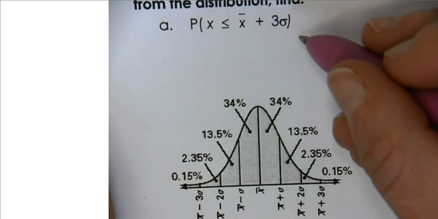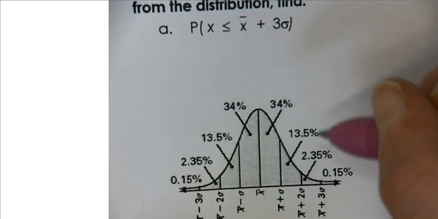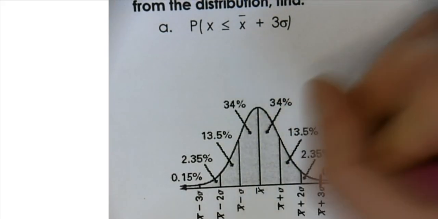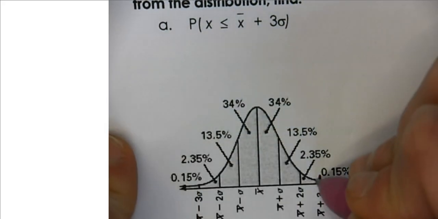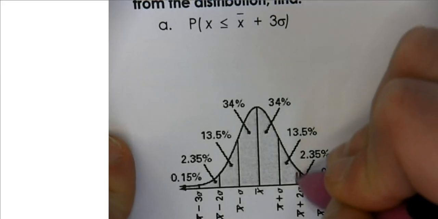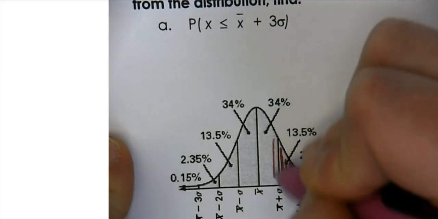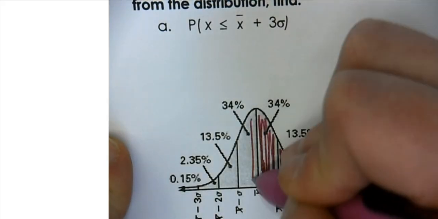So when we think about where that is located, we are looking at where 3 standard deviations above the mean is, and we want everything that's below it. So we are interested in shading all of these different spaces. Every single one of these spaces is going to be shaded.